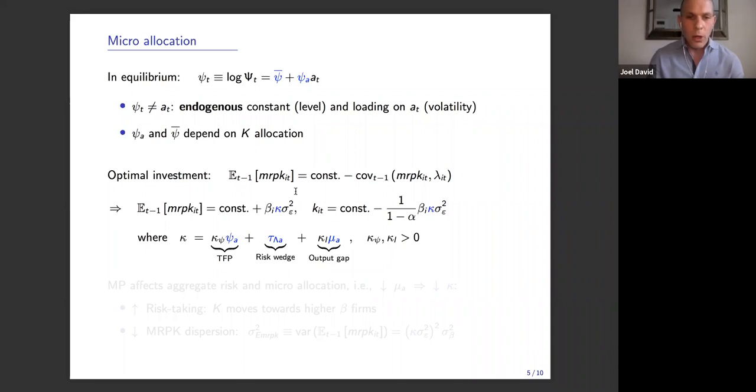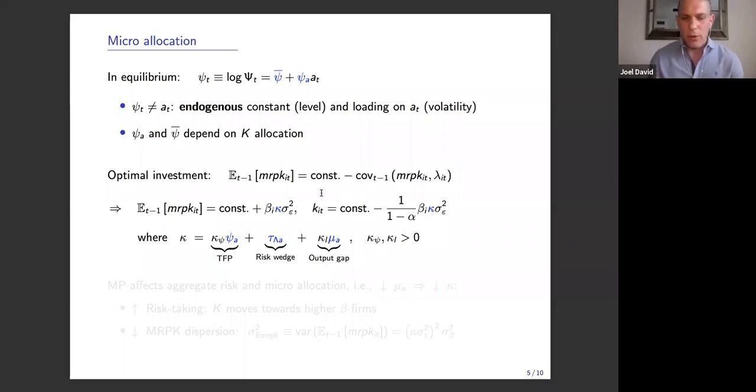Turning back to my middle equations, we can see two key effects of aggregate risk on the allocation. First, when there's aggregate risk, when kappa is positive, high beta firms have to offer a higher marginal product of capital, and that's basically compensation to investors for bearing aggregate risk. At the same time, when kappa is positive, high beta firms choose a lower level of capital. And so aggregate risk causes a shifting of capital from high beta to low beta firms.